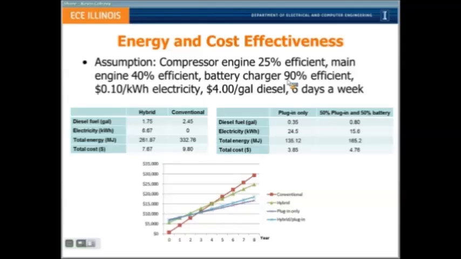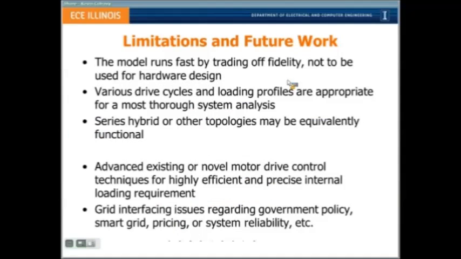Yeah, this is just preliminary, but the trend is kind of meaningful. Limitations here: the model runs fast by trading off fidelity, so this is not intended for hardware design, but mostly for system study and efficiency study. In the simulation study, we only simulated a hot summer day with cold temperature inside, but things can be reversed, like on a cold day, I want warm air inside, so things can be different.